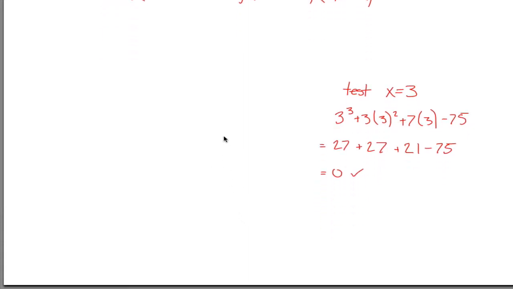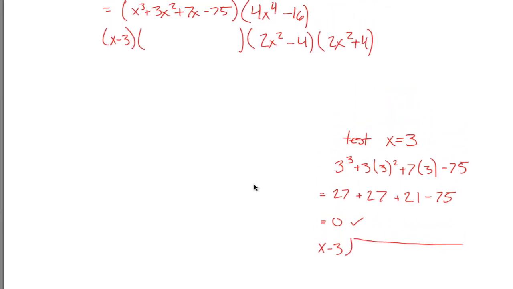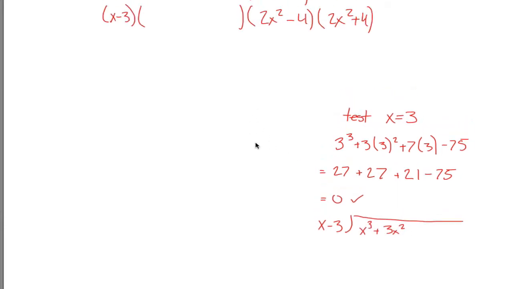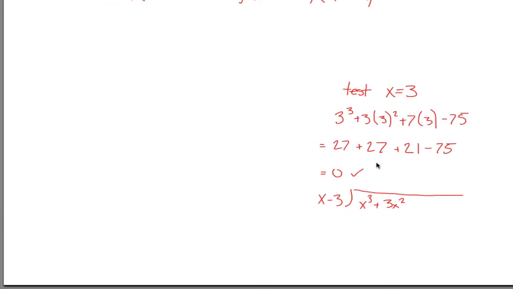What I have to do is figure out what that something is, and the way I'll do that is with polynomial long division. X minus 3 goes into x cubed plus 3x squared plus 7x minus 75. If I get a remainder, I'll know I did something wrong. Let's see, I want to get rid of this x cubed, maybe in a different color so things don't blend together too much. I put an x squared here.